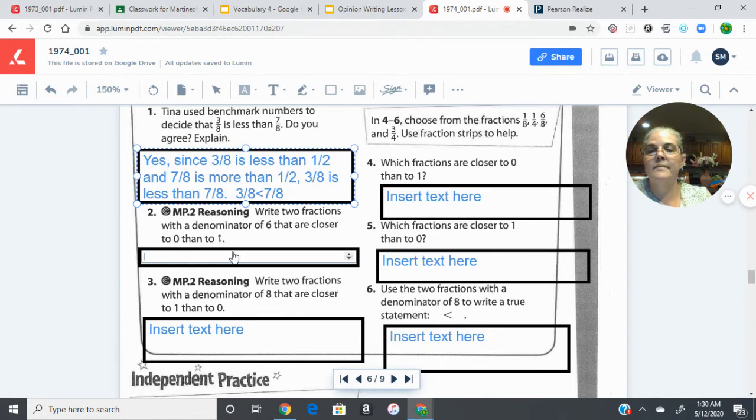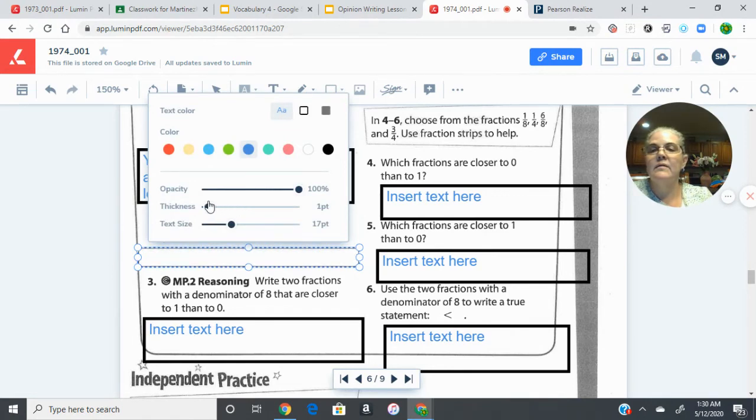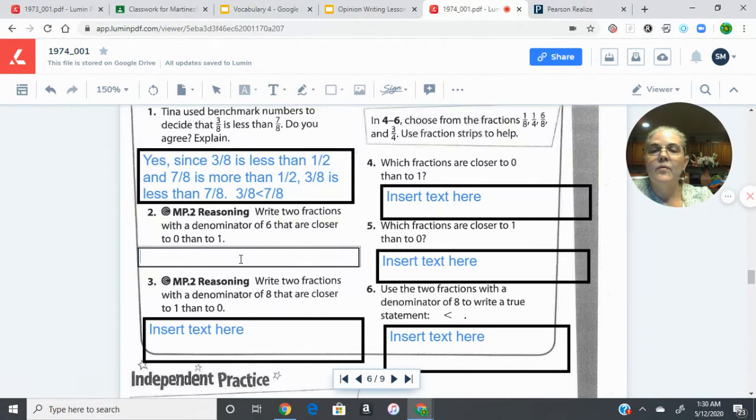Let's see here. Let's get that down a little bit here. Write two fractions with a denominator of 6 that are closer to 0 than they are to 1. So think about a section broken up into 6. Can we write down two fractions that would be closer to 0 rather than closest to 6/6? My answer would be 1/6 could be that number, and so could 2/6. Both of those would be the closest to 0.